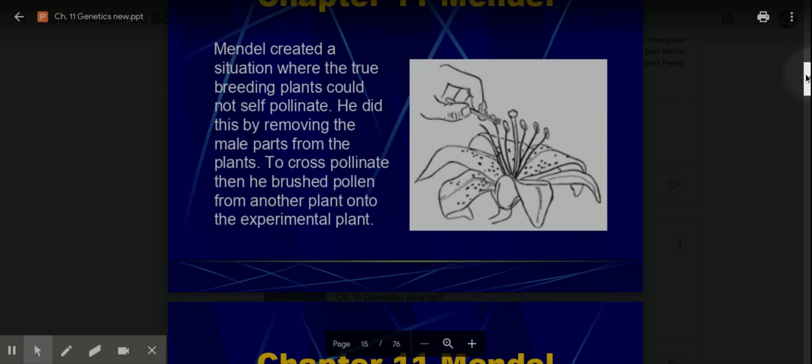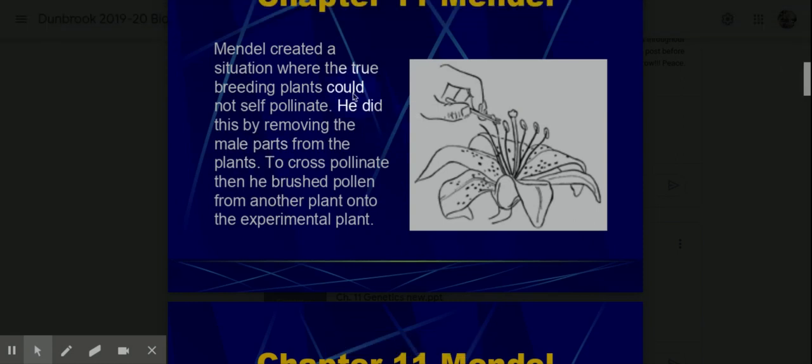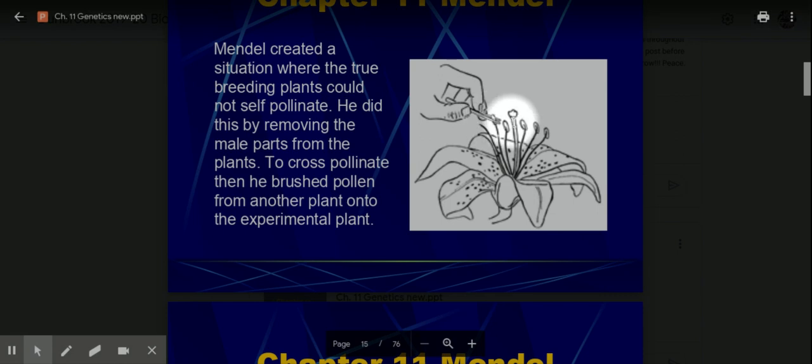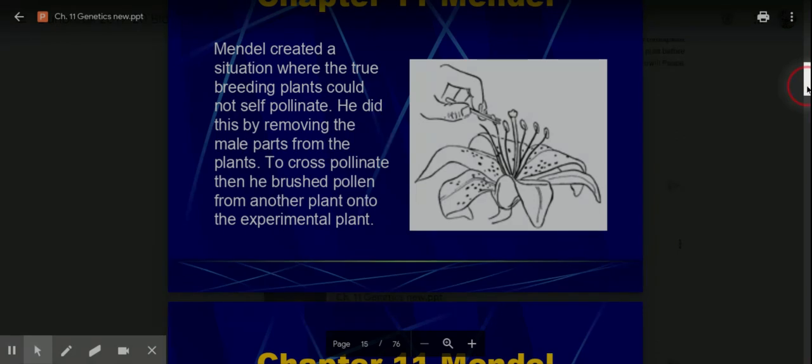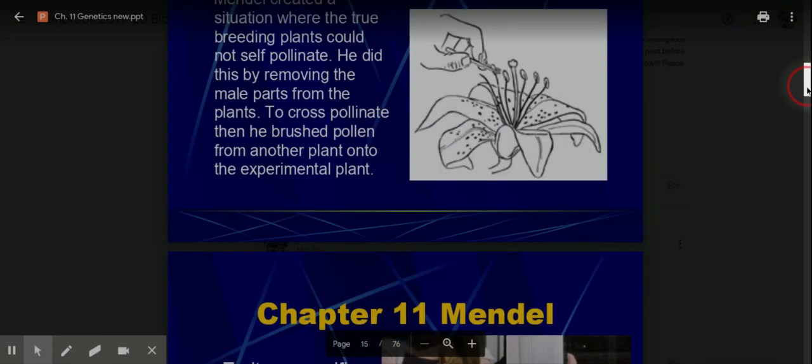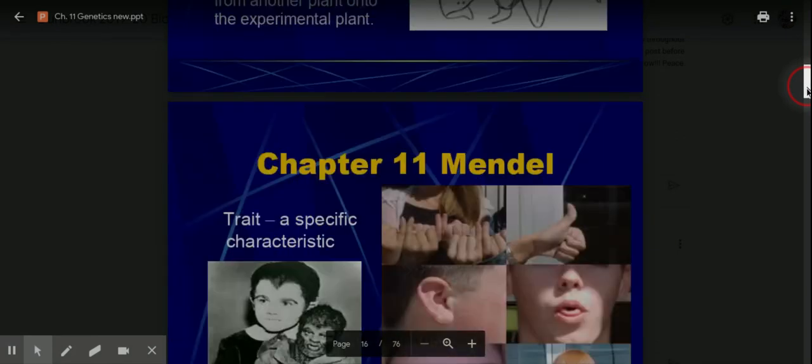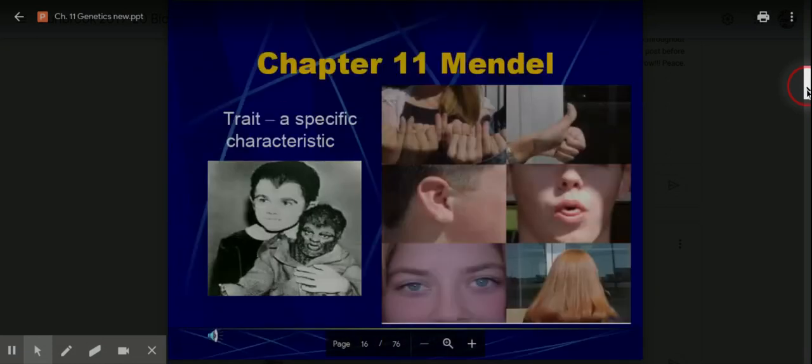So as we said earlier, he would create a situation where he could control what plants were pollinating what plants, and he would do this by cutting off male parts on some plants and then cutting off female parts on other plants, and so on. If you cut off the male parts, the male cannot get another female pregnant, and if you cut off the female parts, that female cannot get pregnant.